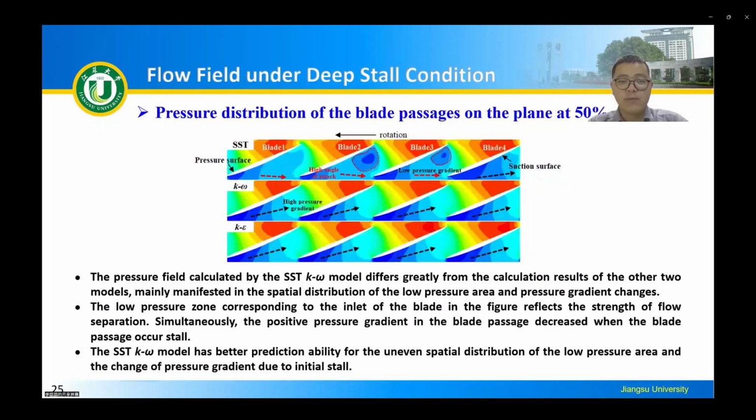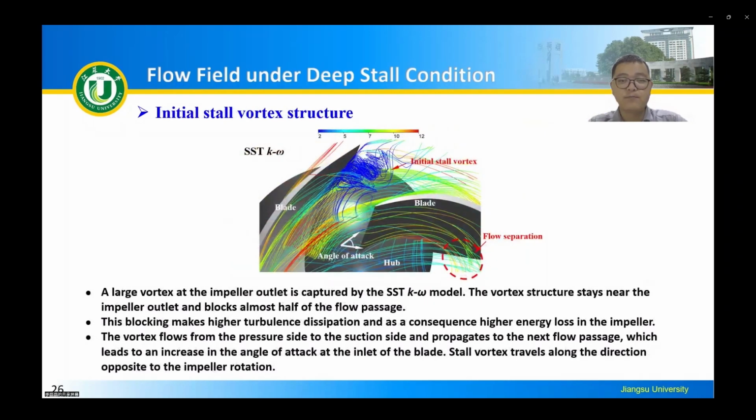We also compare the pressure distribution of the blade passages. We found that the SST k-omega model has a good prediction ability for the uneven spatial distribution in the low pressure region and the change of the pressure gradient caused by the initial stall. So we analyze the initial stall vortex structures using the SST k-omega model.